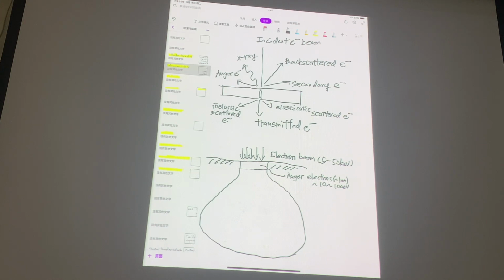And then if we move a little bit farther beyond, the information over here is what we call the secondary electrons. The penetration depth for this is about 100 nanometers, and the energy is about 1 to 10 eV. All right.